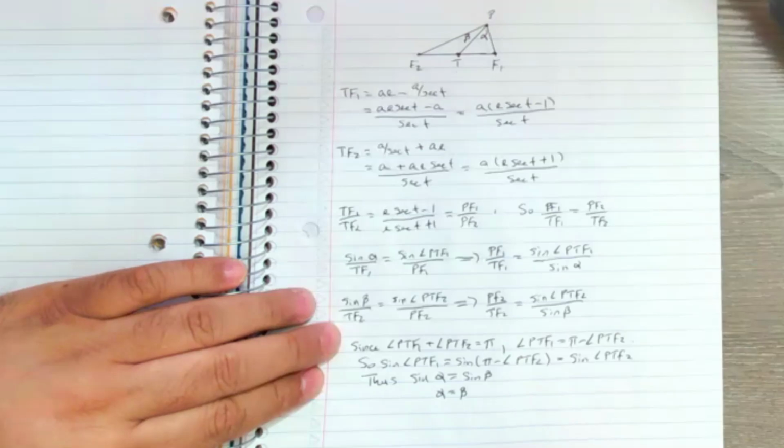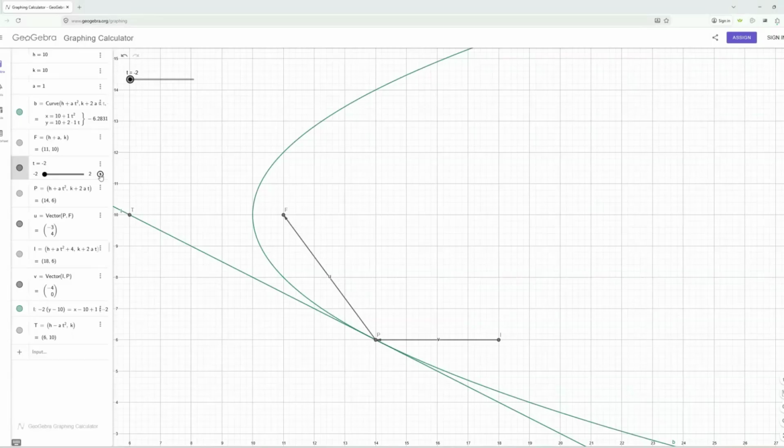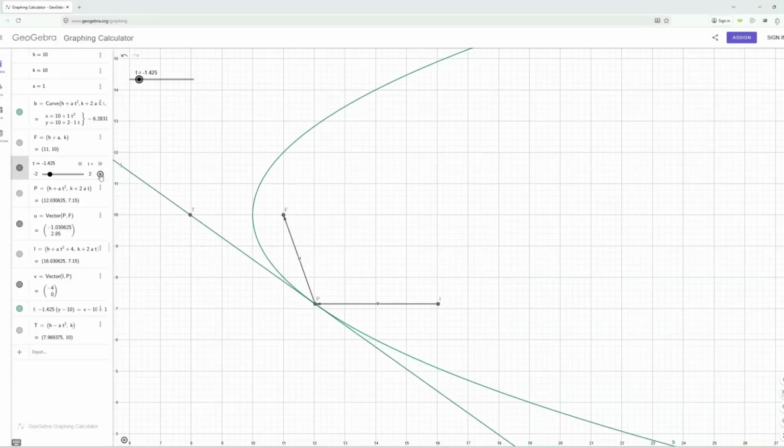So next, let's look at the reflective properties of a parabola. So the reflective property of a parabola is that a ray parallel to the parabola's axis of symmetry is reflected by the parabola in the direction of the focus. Or, conversely, a ray from the focus of the parabola is reflected by the parabola in the direction parallel to the parabola's axis of symmetry. So let's see this property in action.